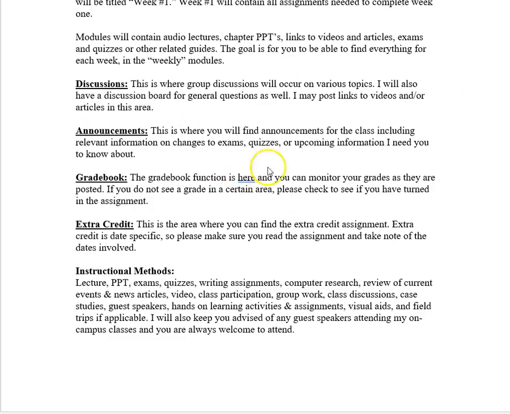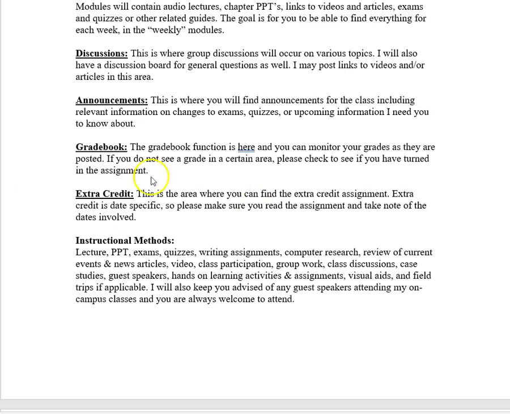Next is announcements. This is where you're going to find announcements for the class, including relevant information on changes, exams, quizzes, etc. Next is the gradebook. The gradebook function is listed in the gradebook link, and you can monitor your grades as they're posted. Now, if you don't see a grade in a certain area, you need to check and make sure that you turned in the assignment. If you're sure that you turned it in, then you can email me and say, hey, I don't know what happened. I did send this in, but I don't see my grade, and we'll figure it out.